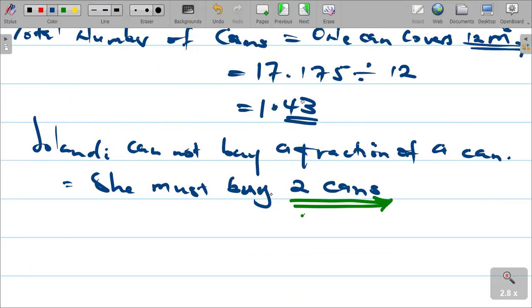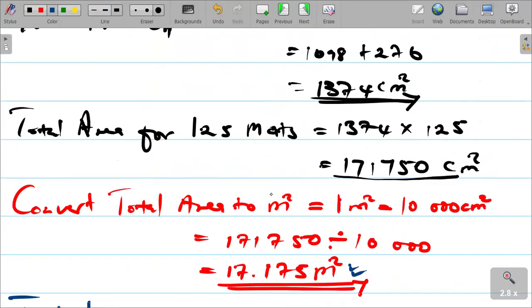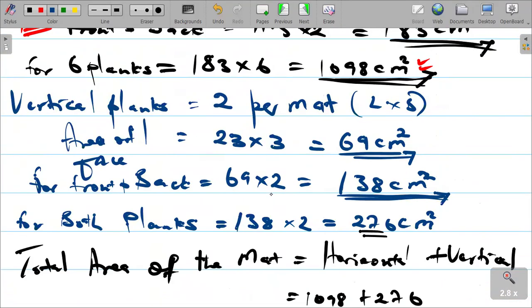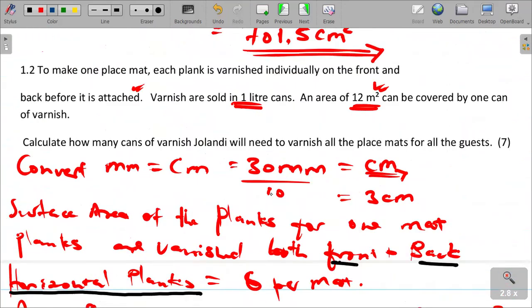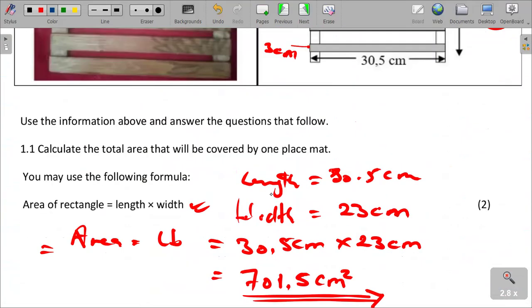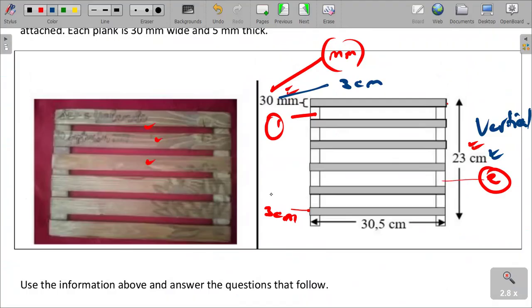Please, let's take note of all this. That's how this whole question was calculated. It is a very lengthy question, which I want you to practice quite a lot of times. That is one thing that we need to do. So let's go to the next question.